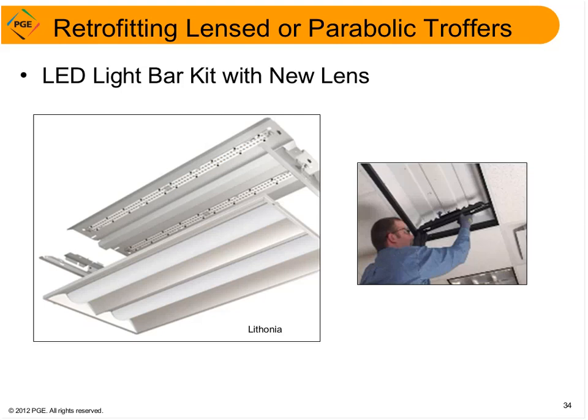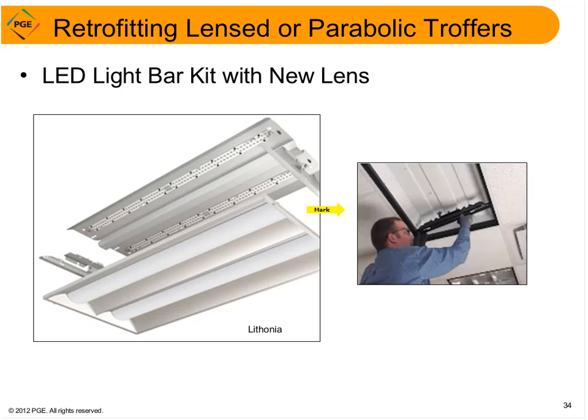This usually comes with a more efficient lens. This one from Lithonia has a lens that matches their popular fluorescent fixtures, like the RT5. So from below, if you had a fluorescent one and an LED version, it'd be hard to tell them apart. And there's a lot of companies that make this kind of kit, and there's a lot of lens options for this. These kits cost from around $100 to $150, and they're easy to install. Lumens per watt can be 90 lumens per watt or higher.